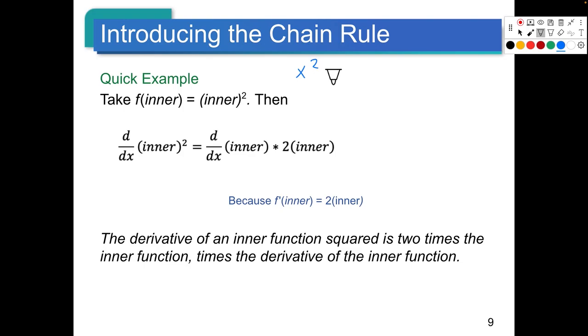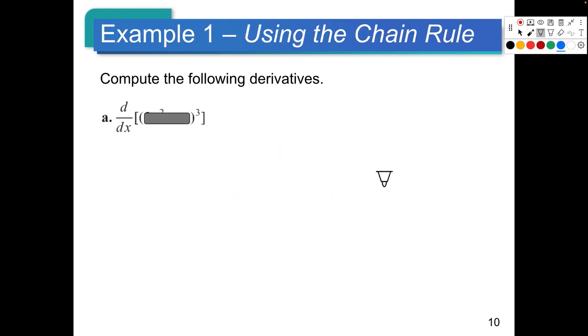The derivative of x squared is just 2x to the first. But if x is something else, it's really 2 times the inner, and then we have to take the derivative of the inner. So again, there's the outside derivative, times the derivative of the inside. And that's all we're going to do. But again, we're going to have more than x. So let's get to an example.